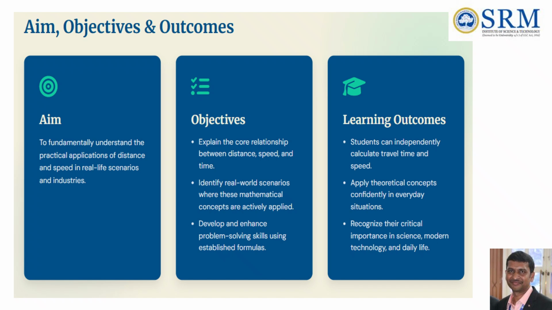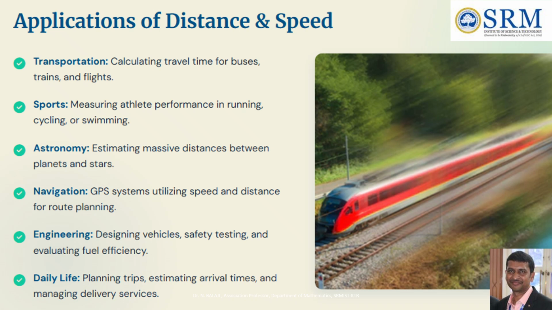After finishing this video lecture, you will be able to easily calculate distance and speed when any of the variables is given. The applications of DST, distance, speed and time, are in transportation. In sports also we calculate how much time it takes to run or how much time is taken for the goals. In astronomy, distance and how much time the rocket traveled, what speed it has, how much distance. In navigation with GPS, bike, car or ships, we can calculate it.